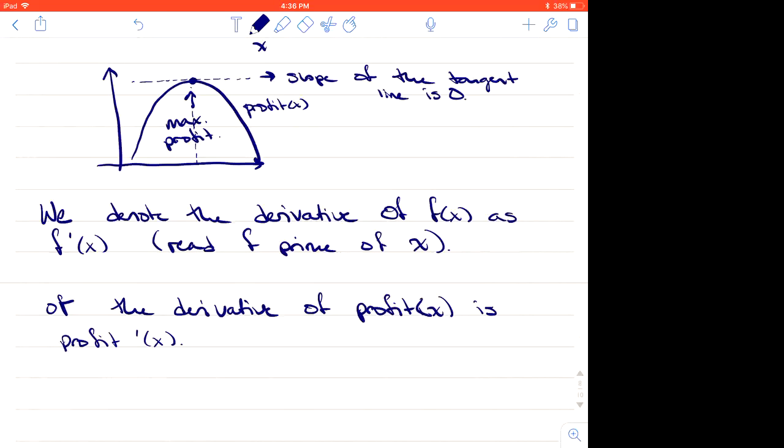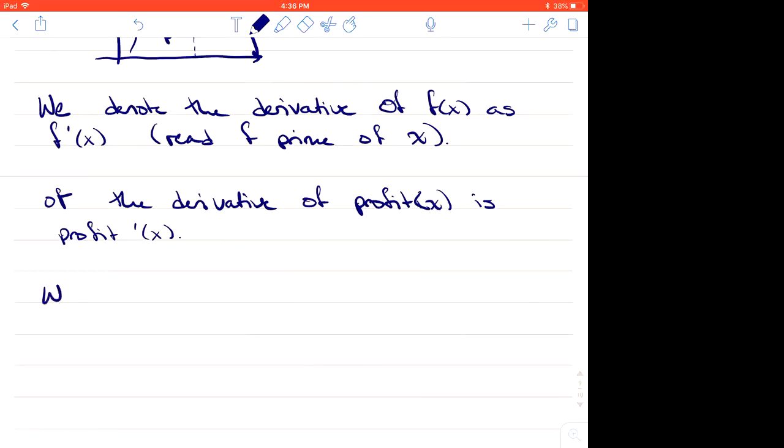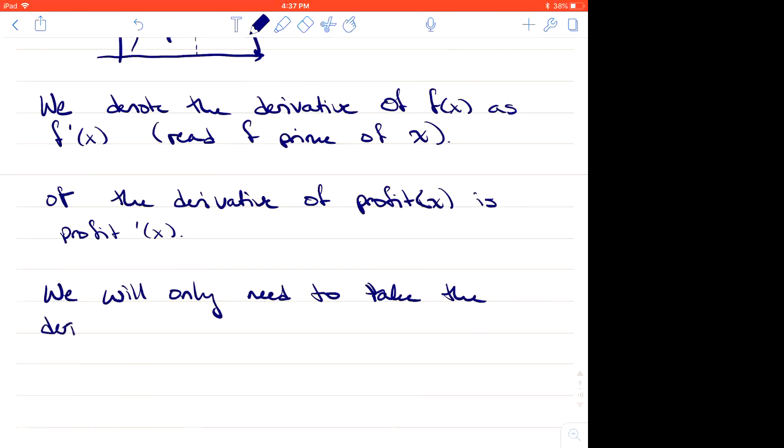If you've taken calculus, then you'll be relieved to hear that we will only be taking derivatives of polynomials. So that's nice. Okay, so we will only need to take the derivative of polynomials.